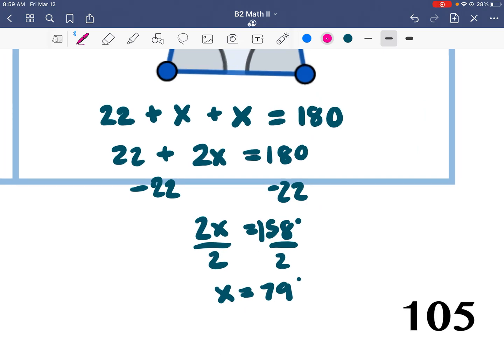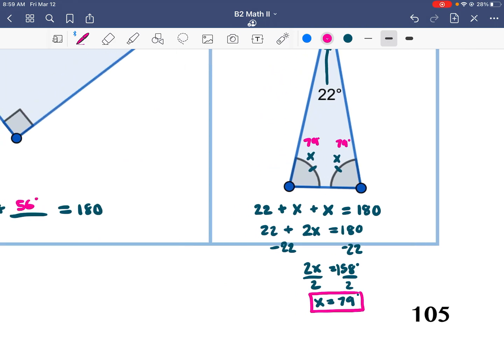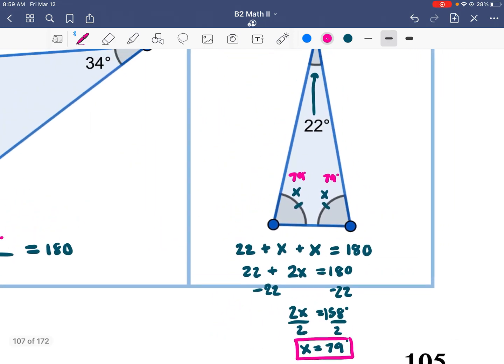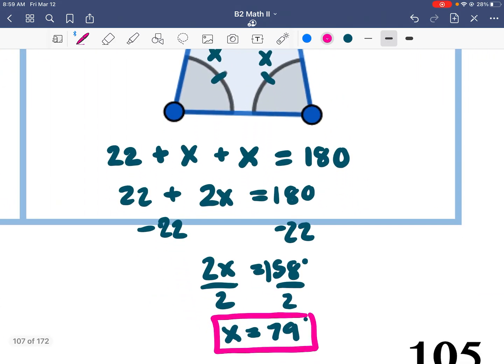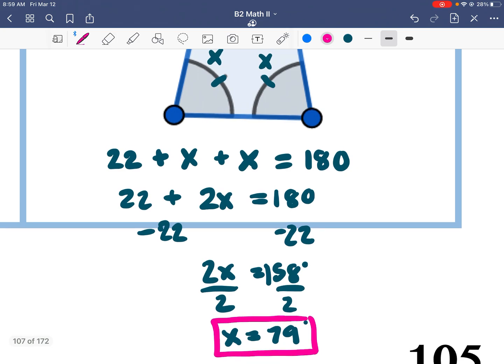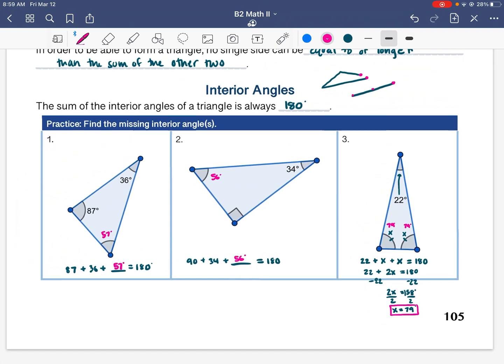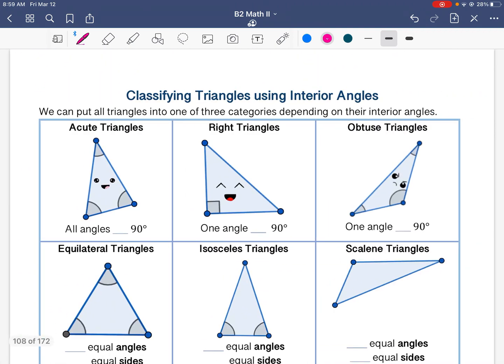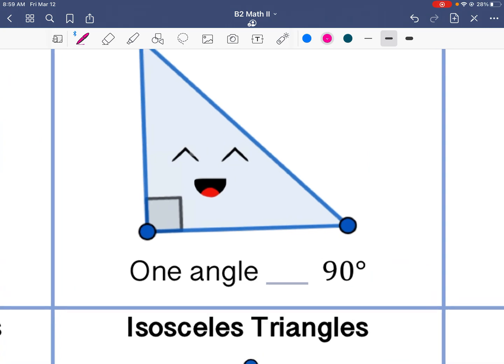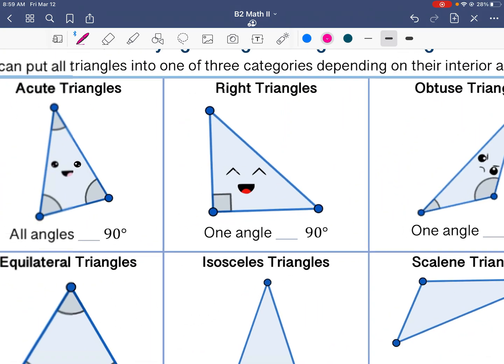And if you could figure out that that was 79 degrees without doing this much algebra, then more power to you. I support you. Usually people can figure it out without that algebra, but I like to show the algebra just as a way to get you ready for other kind of stuff that's similar. So let's talk about some vocabulary with triangles here.